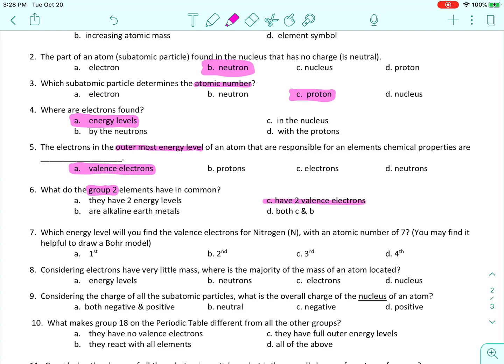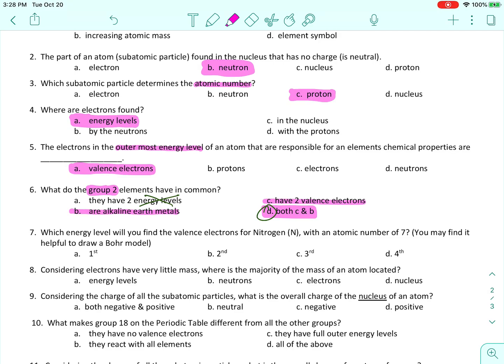Now that's correct. But wait, let's read all of our options. It cannot be A because period goes with energy level, not group. But alkaline earth metals, when we colored in our periodic table, group 2, we colored that in orange. Group 2, they are alkaline earth metals. So B is also correct. So our answer should actually be D, both C and B. Group 2, they have 2 valence electrons and they are called the alkaline earth metals. So D is the most correct answer.